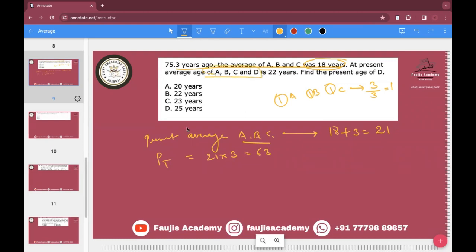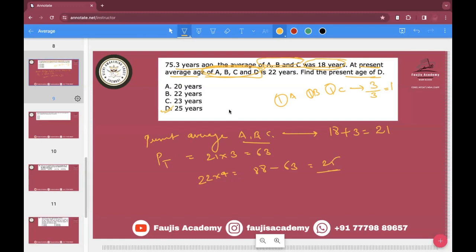How many people are there? 4 of these guys. Present, they are saying, this is current we are talking. So that means 22 into 4, which means 88. Right? Now they are asking what is the present age of D. ABC already there, ABCD is there. If we reduce 63, will we get the answer 25? Any doubt, anyone, guys?